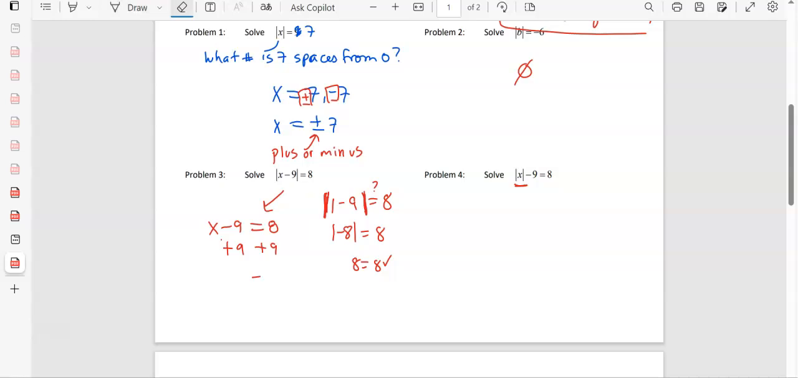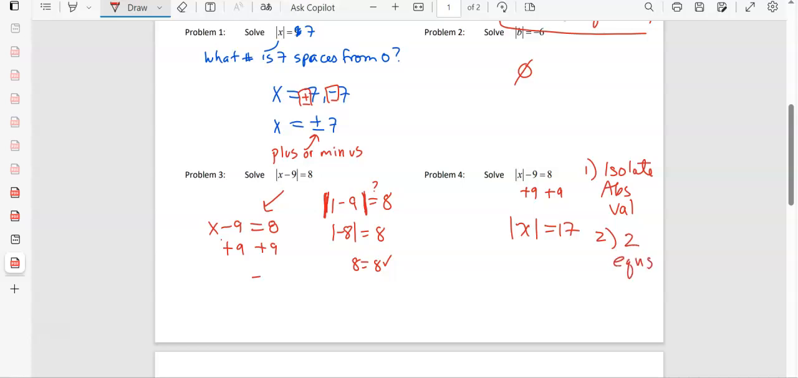Let's look at this next example. In this one, we don't have our absolute value isolated. So what we have to first do is add 9 to both sides, so we isolate the absolute value. When I do that, I get the absolute value of x equals 17. And now it's isolated, I can write my two equations. There's actually not much to write here because the only thing in my absolute value bars is the value x, unlike here where I had an expression.